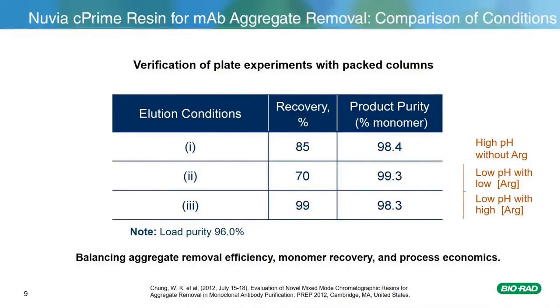For condition 2, the bound mAb molecules were eluted with a buffer containing a low concentration of arginine at a lower pH. The monomer content of the eluate was excellent. However, the product recovery was 70% only. Similar product purity was obtained from conditions 1 and 3. Condition 3 provided the best monomer recovery when a buffer with high arginine concentration and low pH was used.